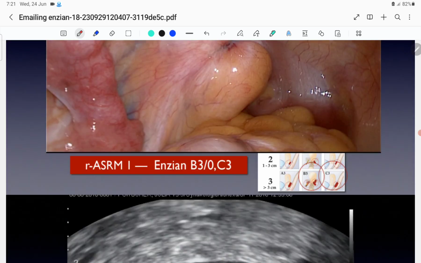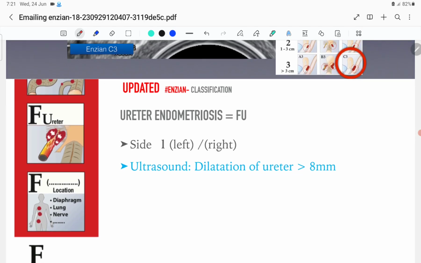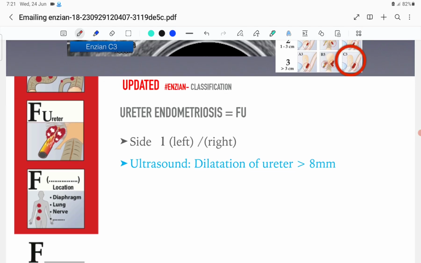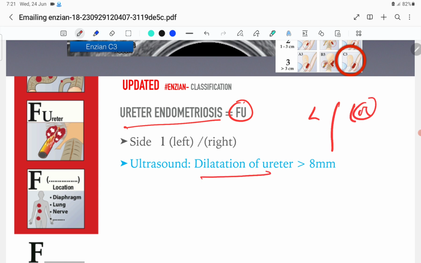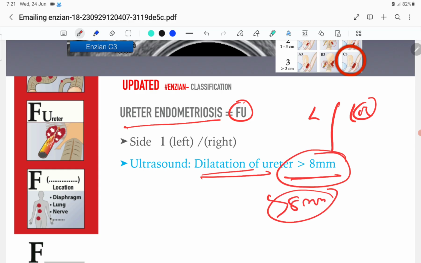Okay. Next is your F. Ureter. First is F ureter, which is ureteric endometriosis. Again, left and right you have to write: left ureter, right ureter. Diameter of dilatation of the ureter is more than 8 mm. Okay, remember 8 mm. If it is more than 8 mm, that is called hydroureteronephrosis.